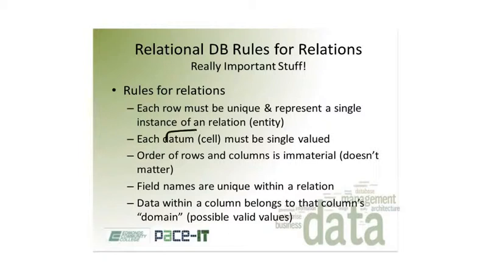Each piece of data, and by the way, data is the plural, datum is the singular, so each cell, the intersection of row and column, must have a single value in it. You can't have a comma-delimited list of values or more values than belong in that. So for instance, if we have name, we might have it separated out as first name and last name, but we would keep it single-valued. We would put the first name in the first name column, the last name in the last name column, and therefore we are relational at that point.